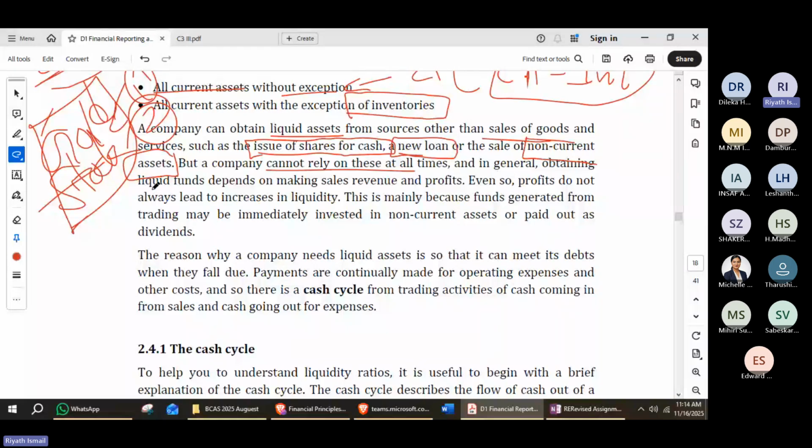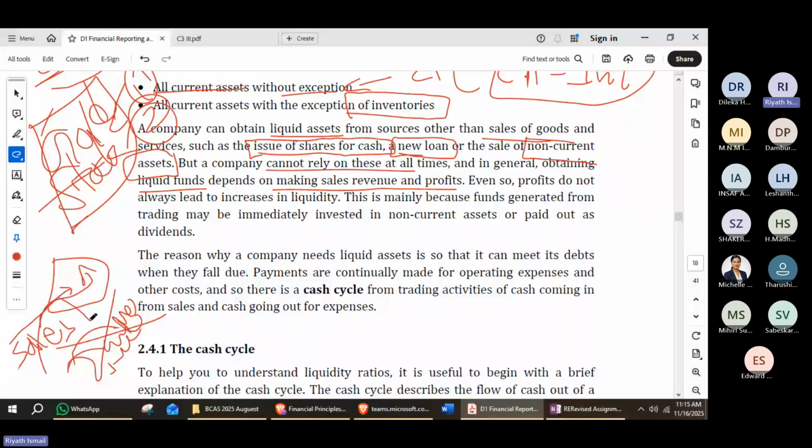In general, obtaining liquid funds depends on making sales revenue and profit, right? So the company can keep cash. That cash should come from making sales, not from issuing new shares, or getting a loan from the bank, or selling its non-current assets. That would be wrong, right? They have to generate sufficient money to run the business. That money should come from sales.